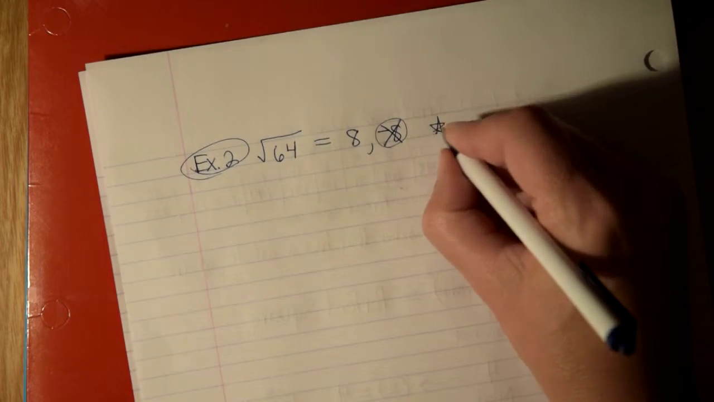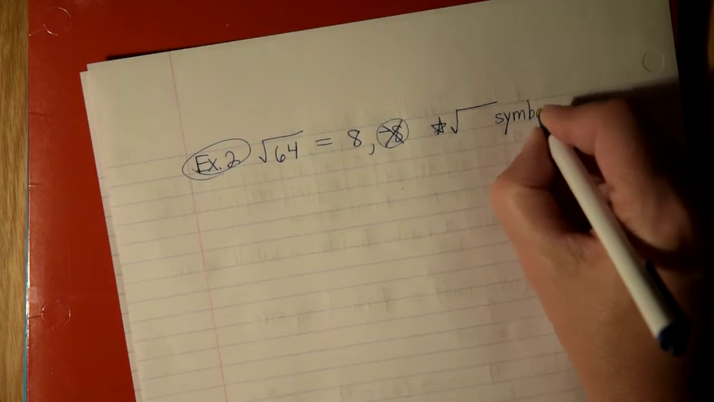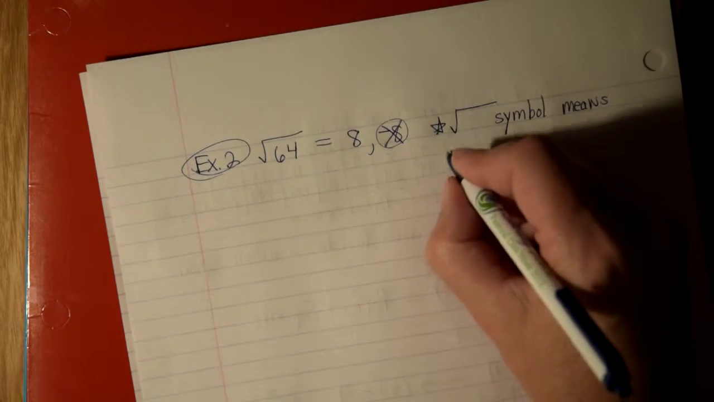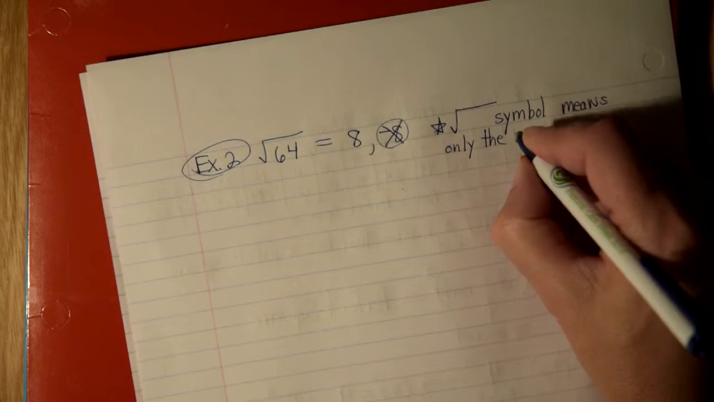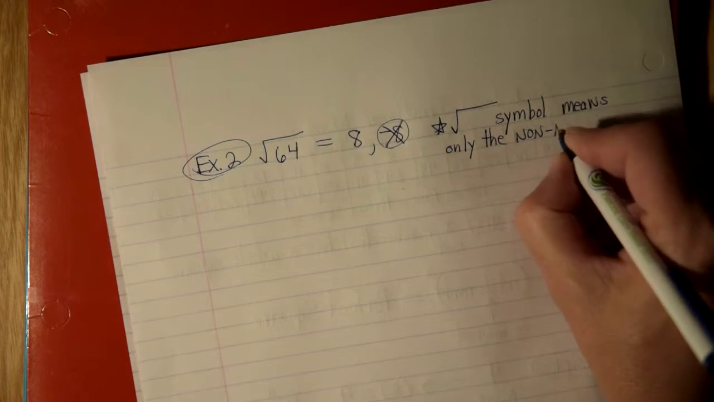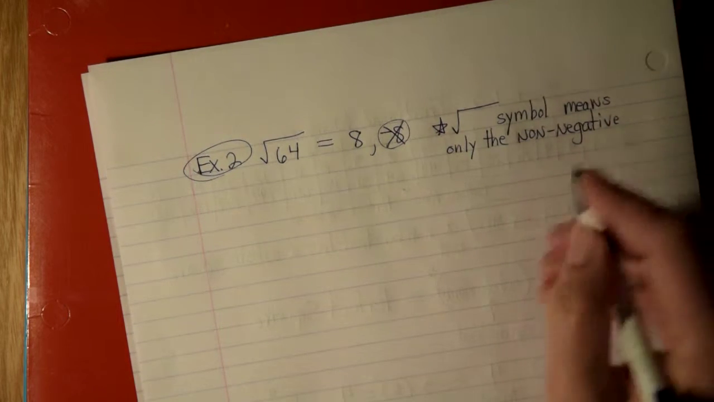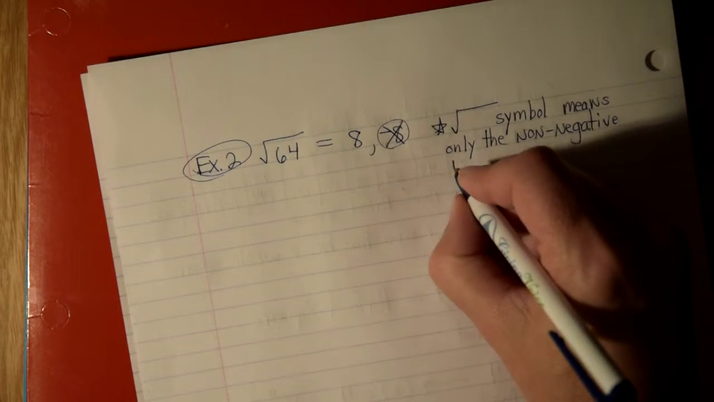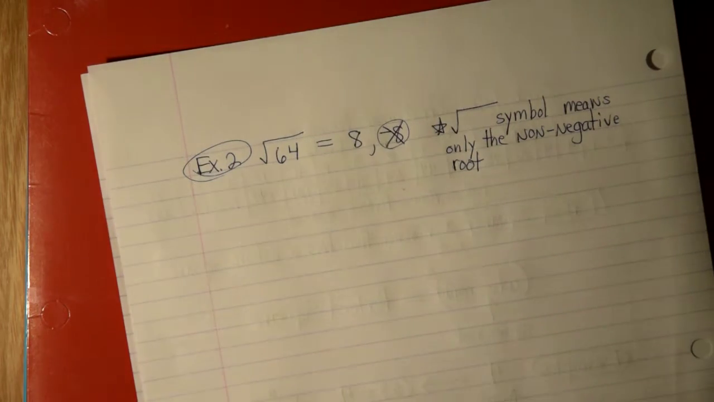because this symbol means only the non-negative, and by non-negative I mean positive or 0, only the non-negative root. Just give the positive one in most cases, unless it's 0 and just 0.